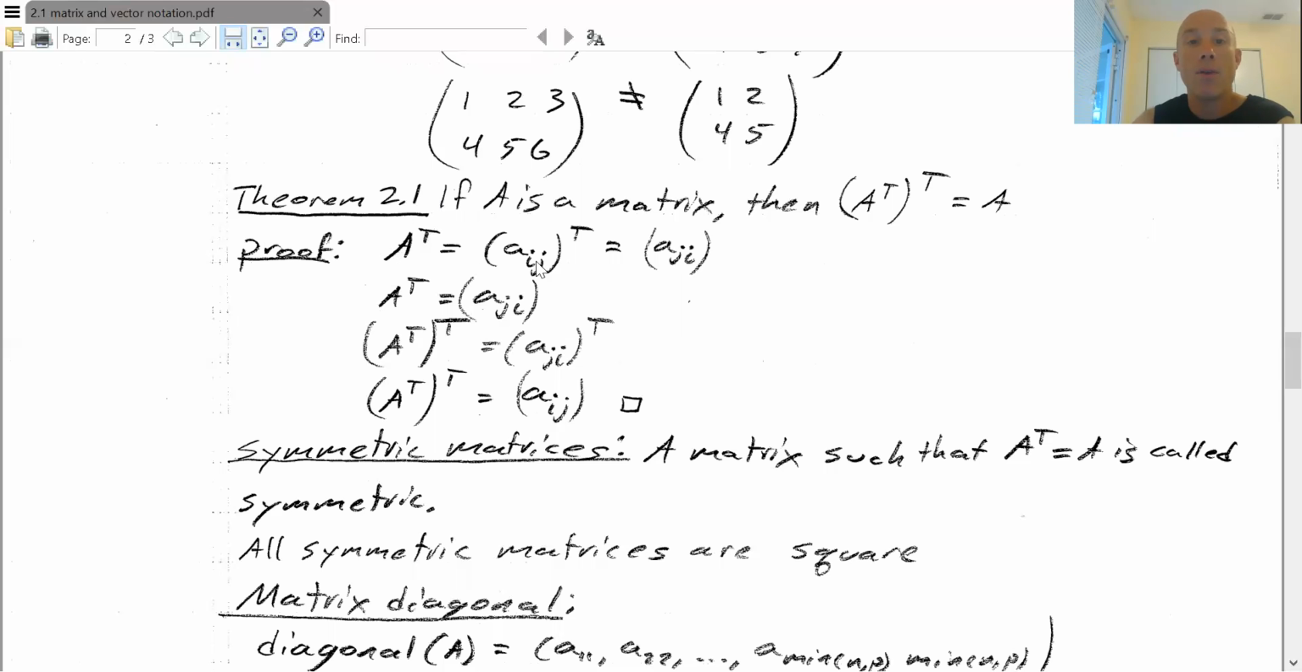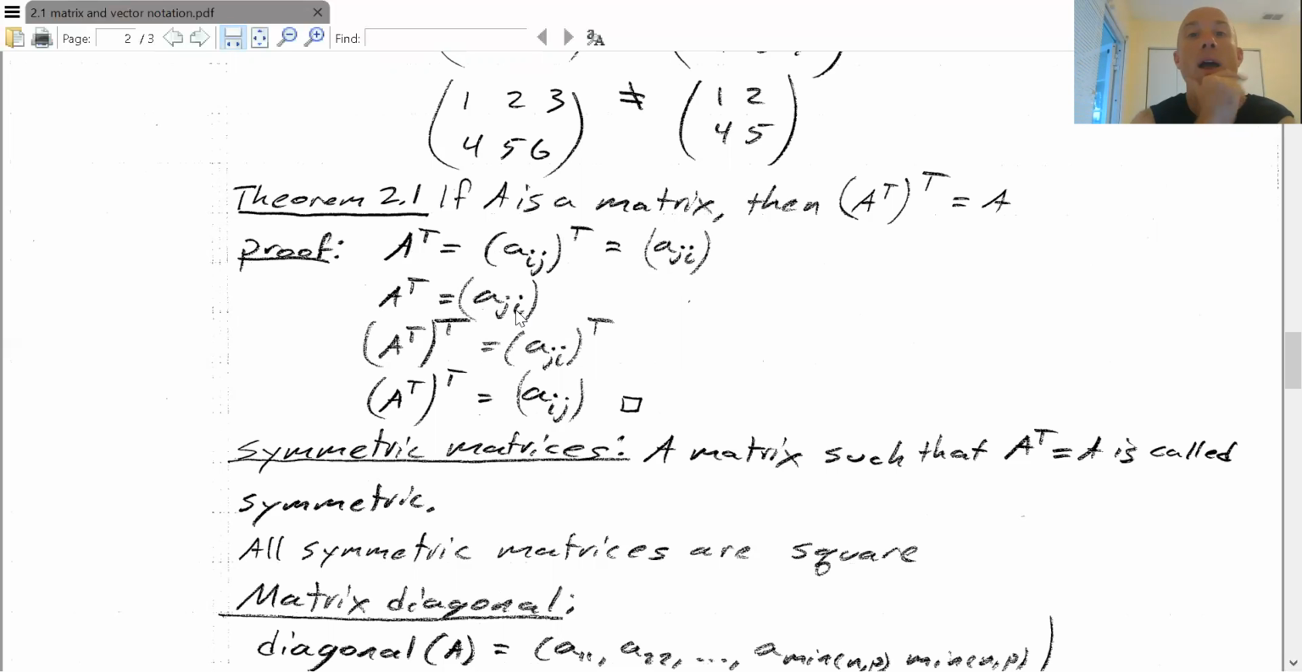So A, let's say that's equal to lowercase a, ij. If I take the transpose of the matrix, then all that does is change the order on the subscripts, right? i and j switch, rows become columns, columns become rows. Okay, so we know that A transpose is equal to a sub ji in this notation.